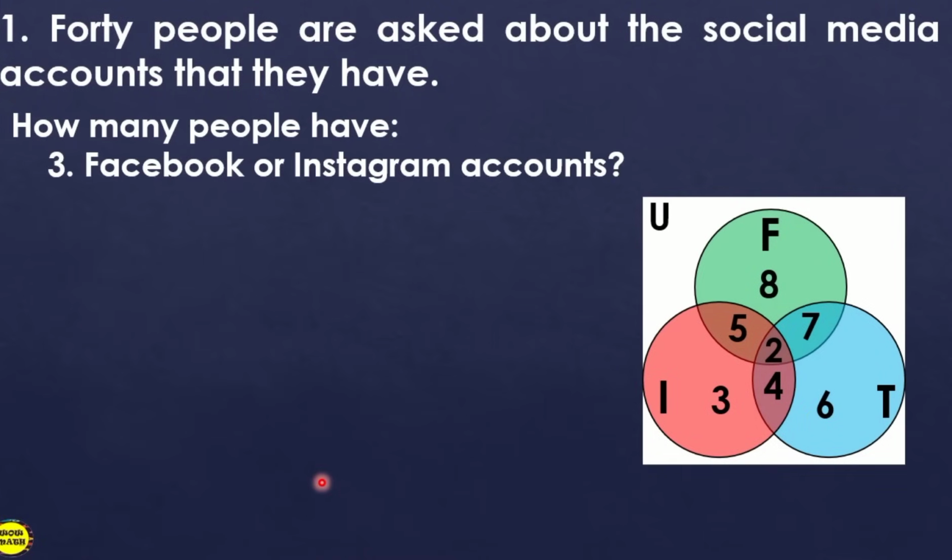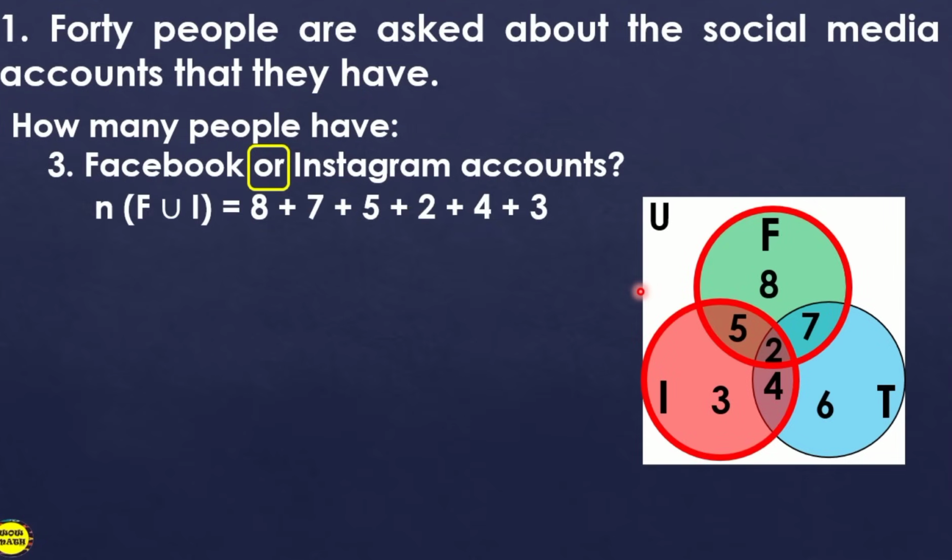Next, how many people have Facebook or Instagram accounts? We have here the word "or", which means you have to combine all the elements. Asan yung event F natin? Ito po siya, and yung Instagram. I-combine po natin lahat. We have 8 plus 7 plus 5 plus 2 sa F. Now sa inyong Instagram, we have 3 plus 4. Bakit hindi ko isinama si 5 and 2? Kasi po, mauulit na po siya.